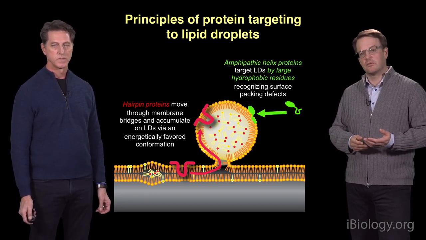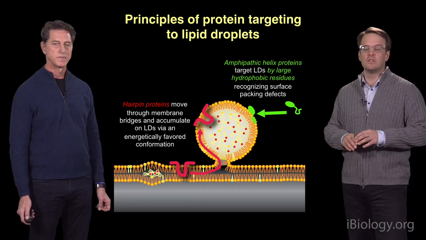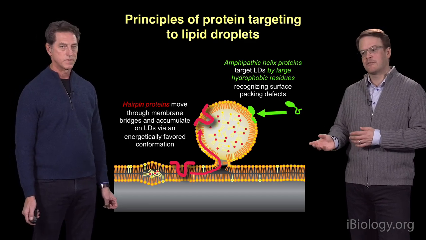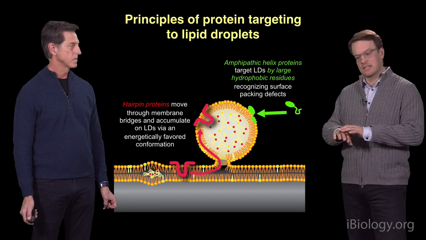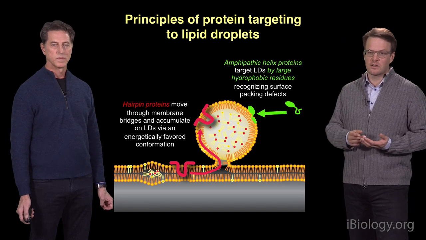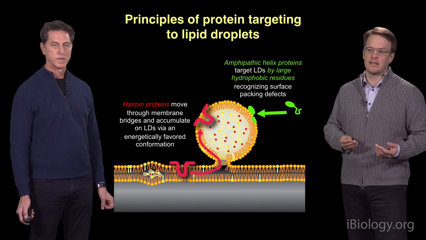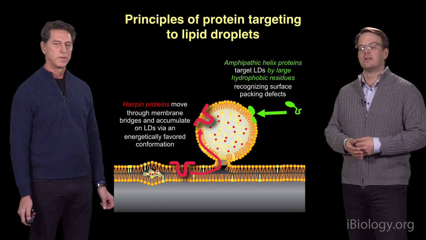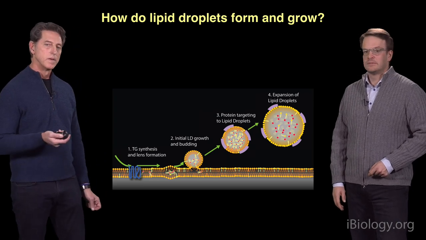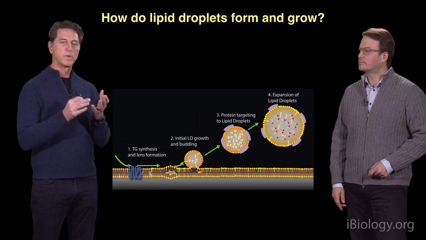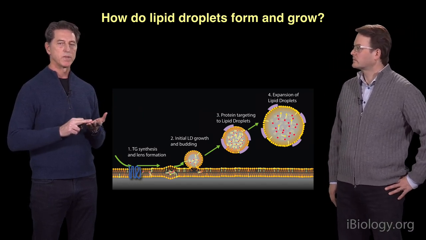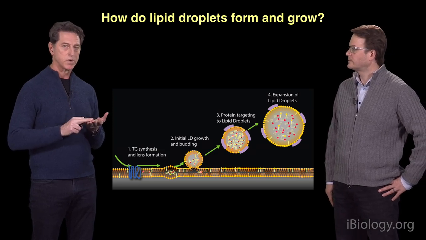In this case, targeting in both principles is driven by the unique physicochemical properties of the lipid droplet surface. In one case, amphipathic helices directly read out the specific surface structure of the lipid droplets. In another case, targeting from the ER occurs because proteins have evolved unique features that allow them to adopt a lower energy conformation, presumably only on the lipid droplet. So at this point, we've discussed how triglycerides are formed, how droplets are initially formed, and how proteins target to lipid droplet surfaces.